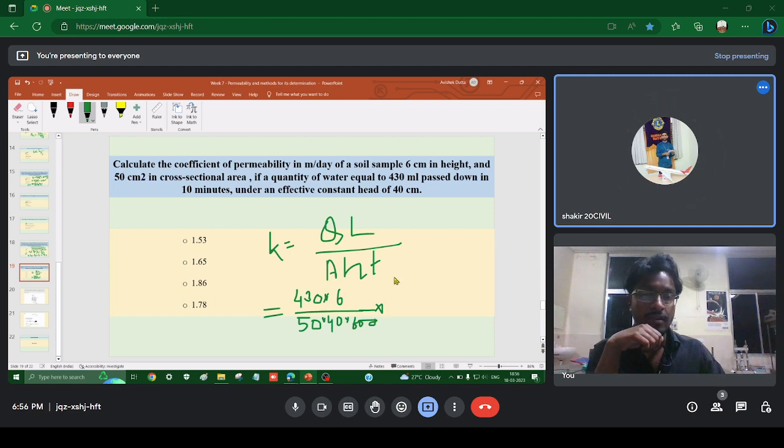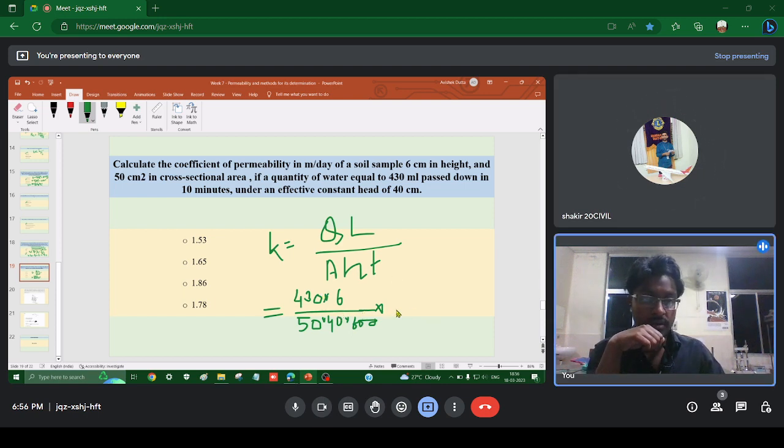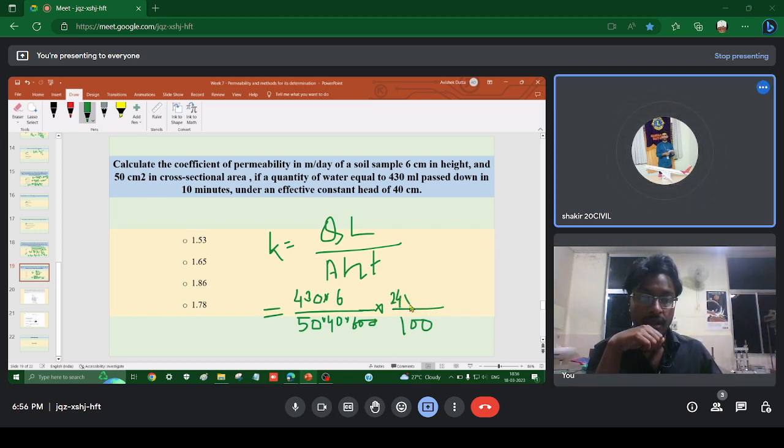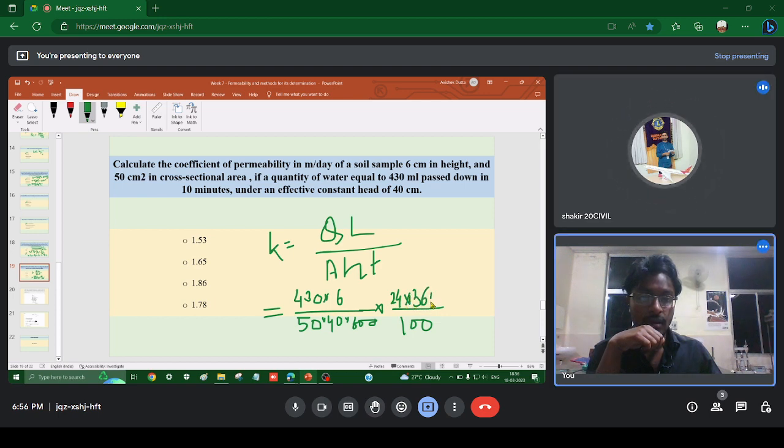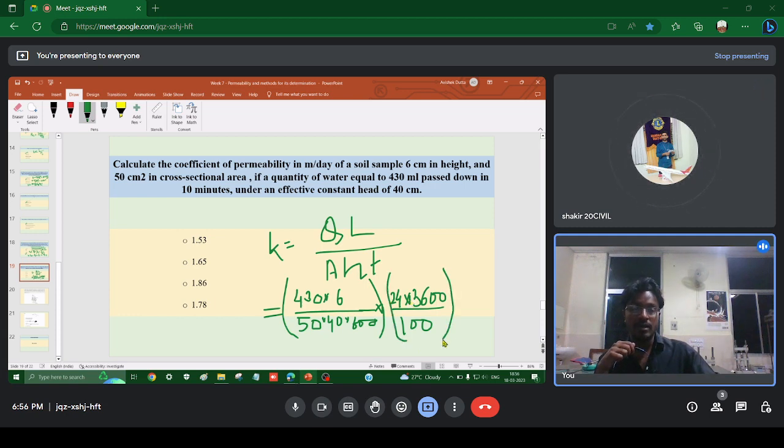Now, this is in what? Centimeter per second. So, centimeter to meter, I have to divide by 100, right? And per second to per day. One day is 24 hours into number of seconds, 3600. Clear? This is centimeter per second and this is a conversion into meter per day. Now you do it and tell me. I think it will be 1.86 meter per day.